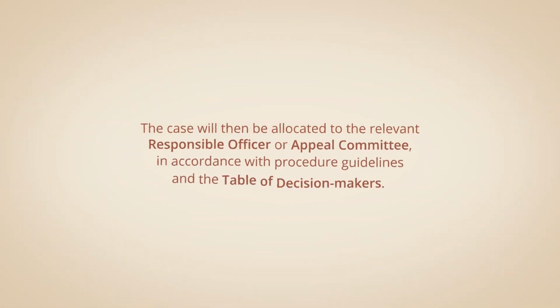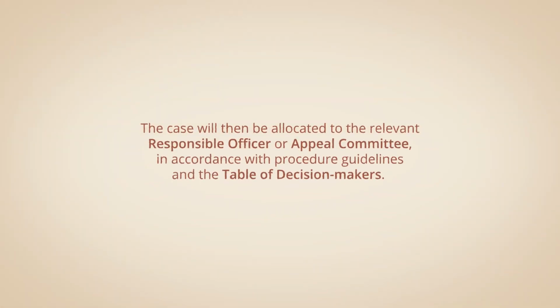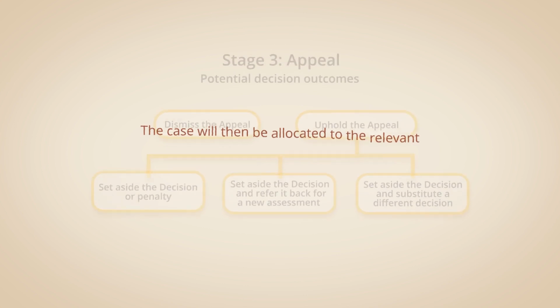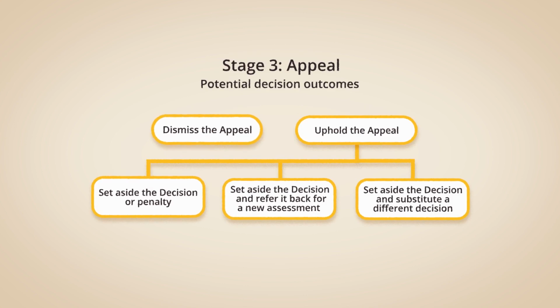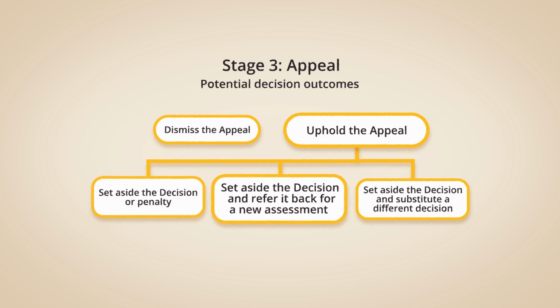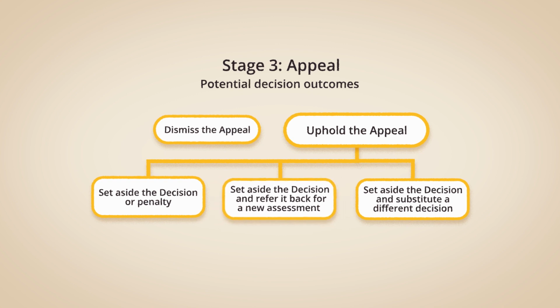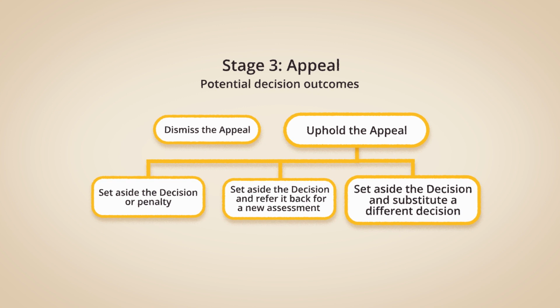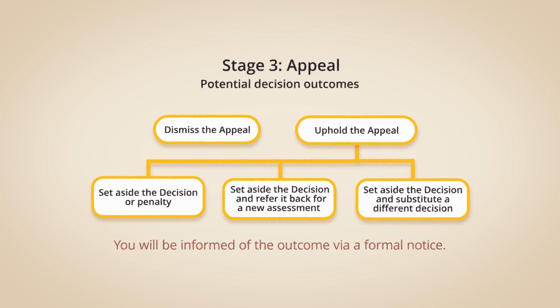The case will then be allocated to the relevant responsible officer or appeal committee in accordance with procedure guidelines and the table of decision makers. At the end of their inquiry, they may either dismiss the appeal or uphold it and set aside the original decision or penalty, set aside the original decision and refer it back to the original decision maker to make a new assessment, or set aside the original decision and substitute a different decision or penalty. You will be informed of the outcome via a formal notice.